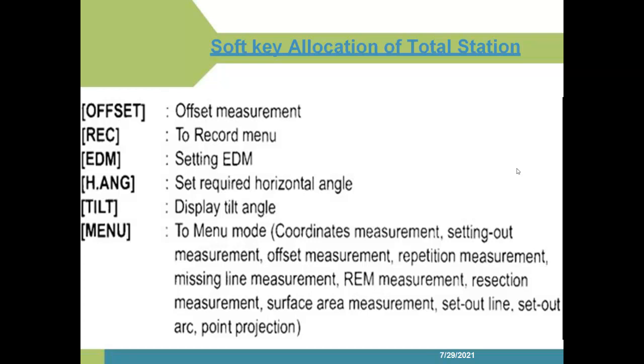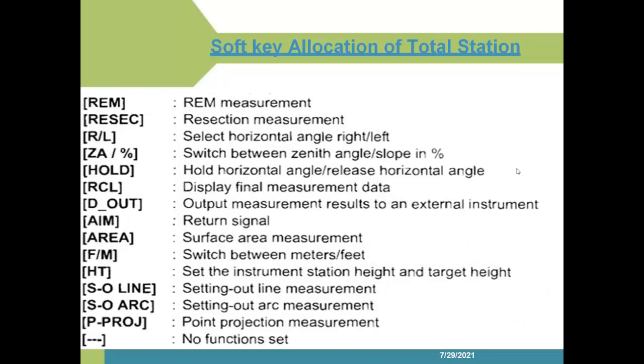And this tilt means we can identify whether the adjustment is perfectly correct or not. So in that menu there are a lot of options already. From that we can calculate the surface area measurement, and there is also a switch between unit changes. For example, we can get the reading in meters, but if we need the reading in feet, then the switch is also there. At the same time, the height of the instrument and target height, everything we can feed manually also. There are a lot of things there.